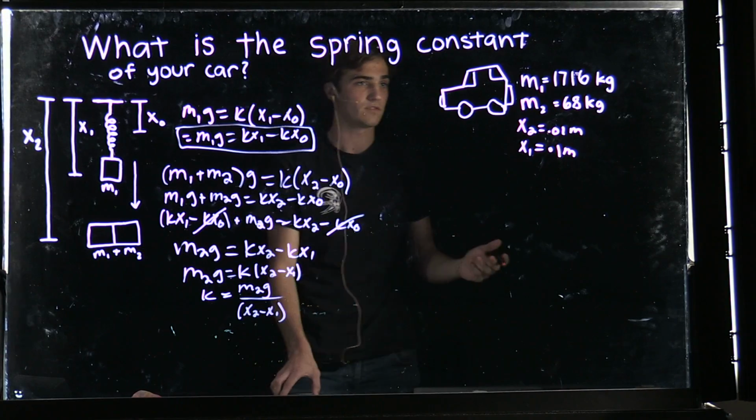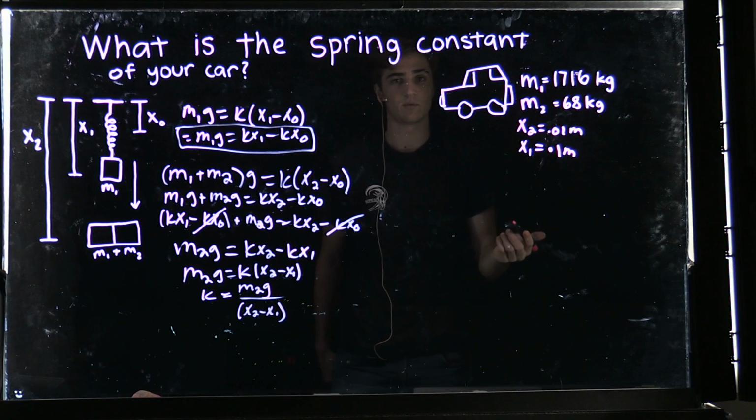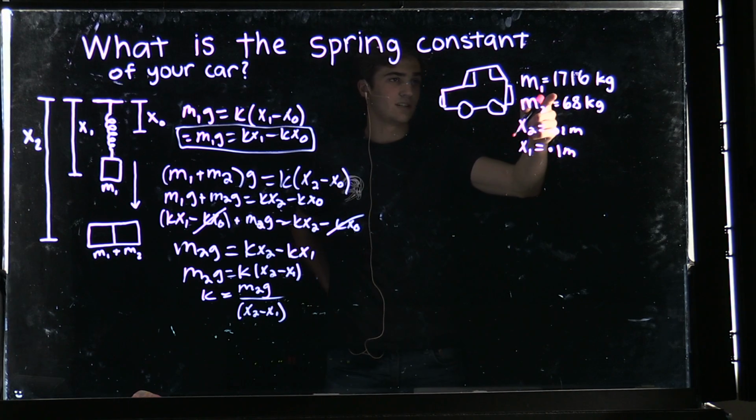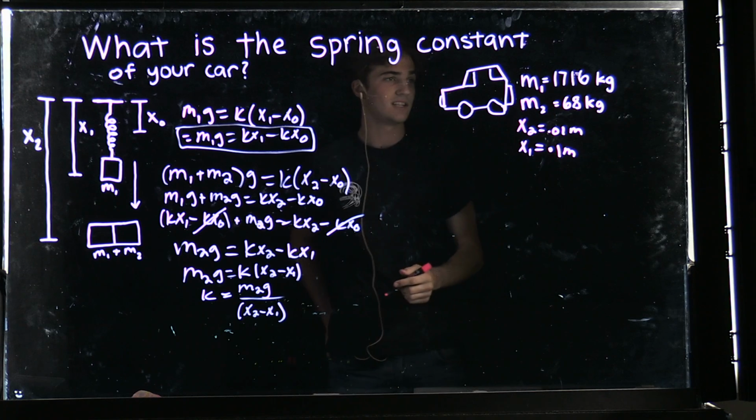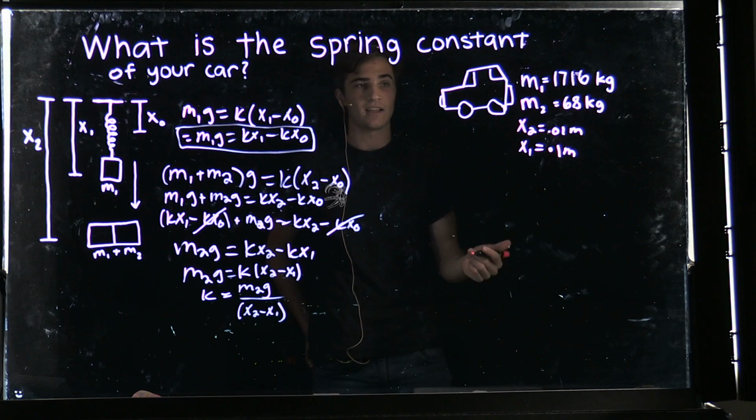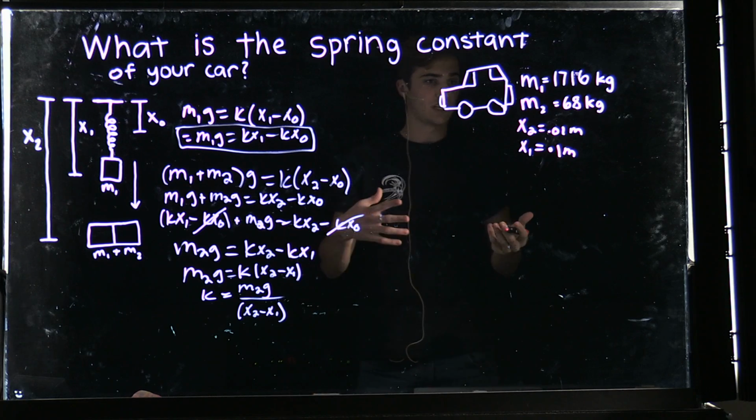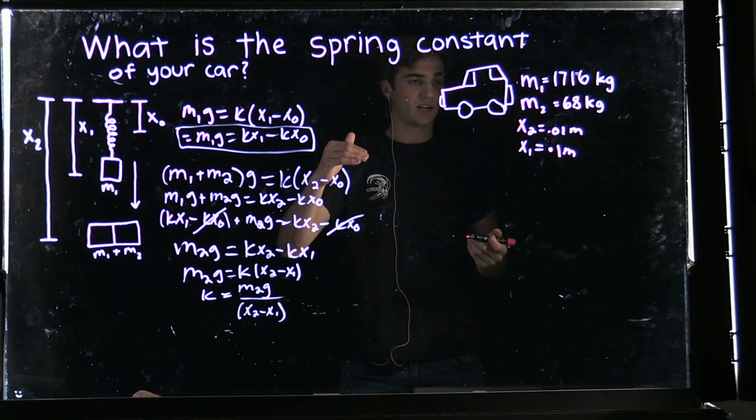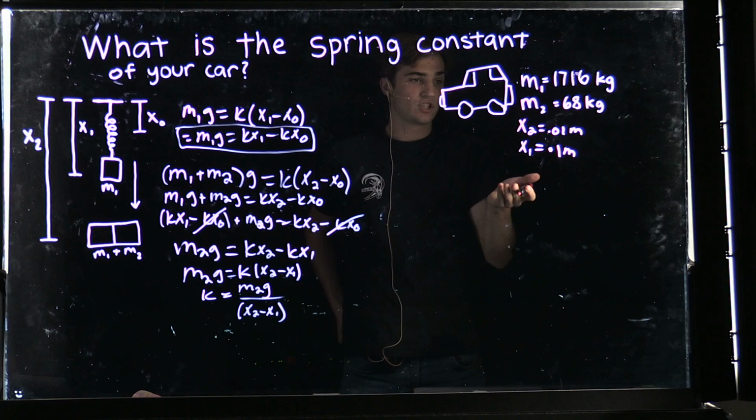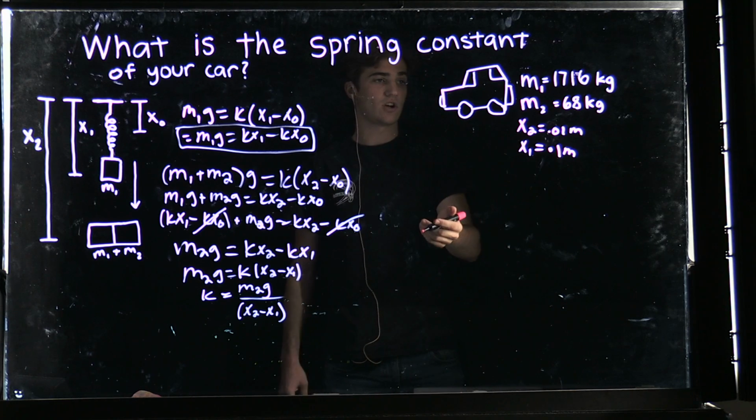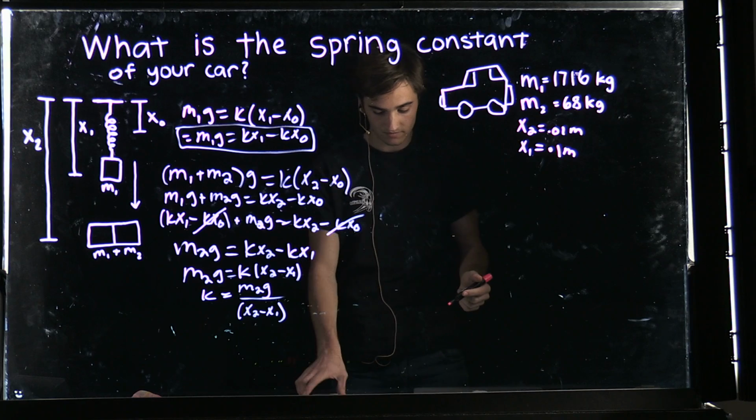Now, if we're solving this for a car, we just used an example of one of our cars, and we said that the mass is 1,716 kilograms, and then we're adding a 68 kilogram human into the vehicle. Originally, with just the car on the spring, it will stretch 0.1 meters. And then adding the human into the car, it'll stretch 0.01 meters.